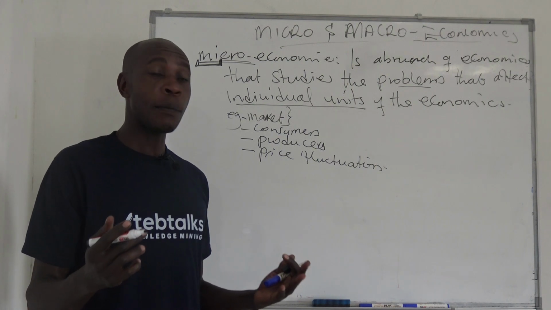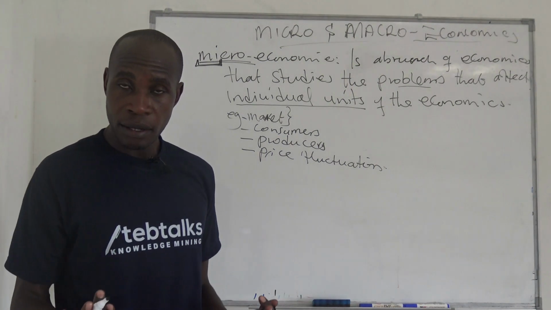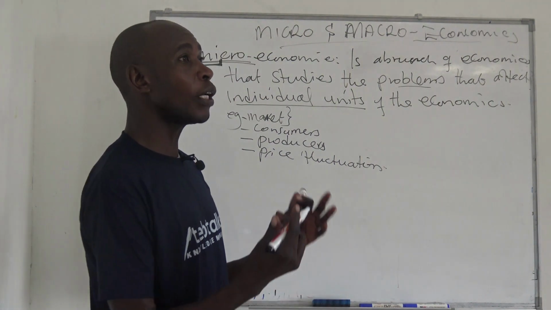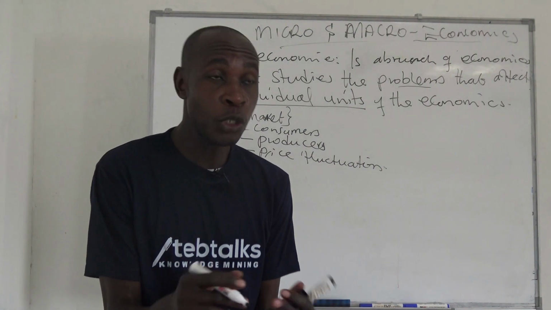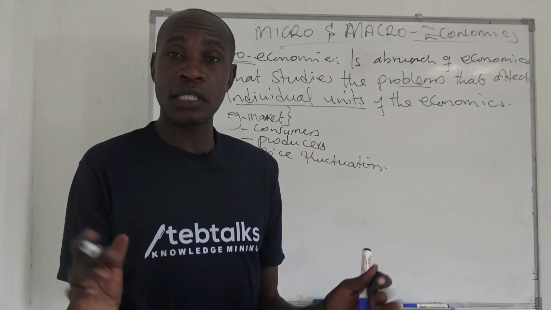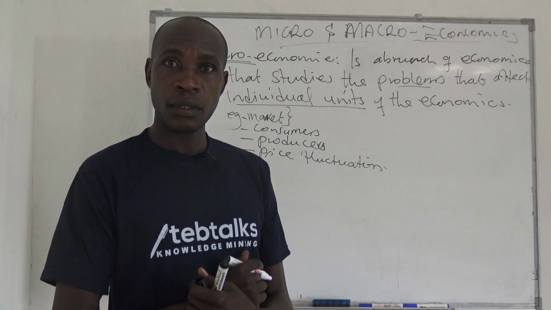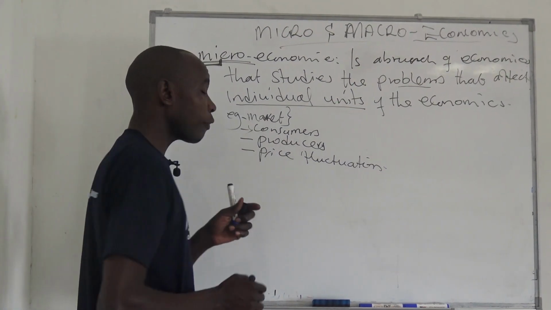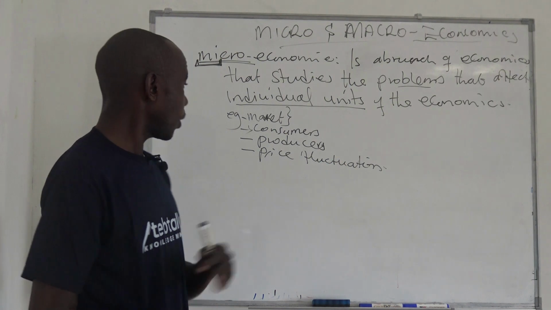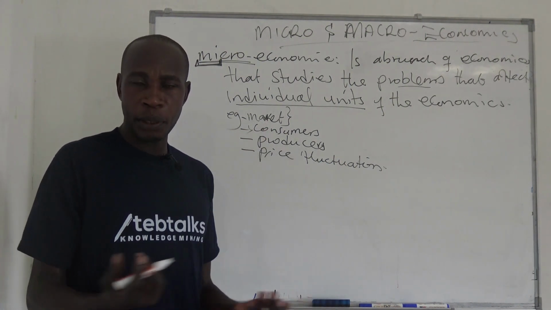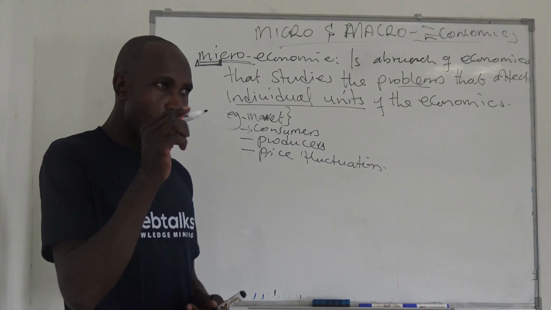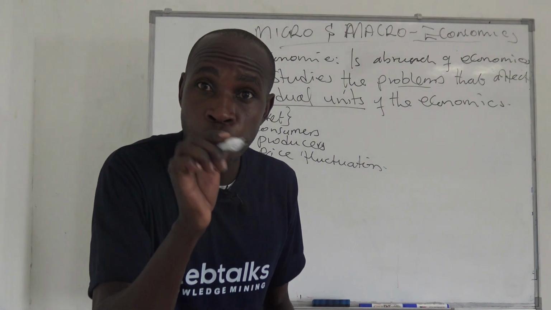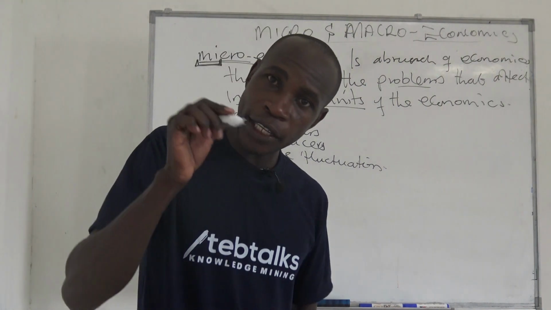For instance, the problem may only be in Hoima. The problem may only be in Kimale district. The problem may only be around Kampala, but the rest of the country is very stable. Then, on the other hand, a problem may be affecting the consumers when the producers have no problem. So it looks at one specific individual unit of a given economy.